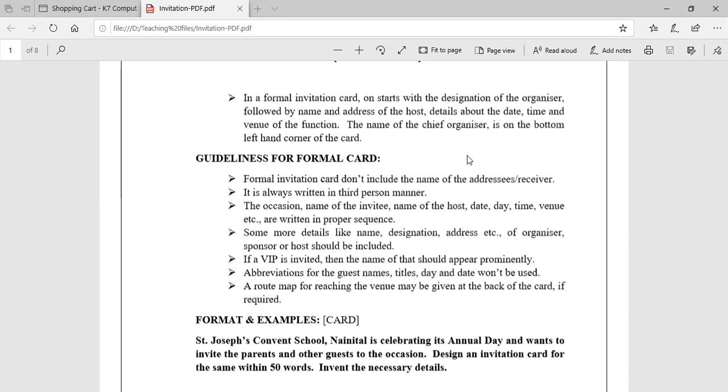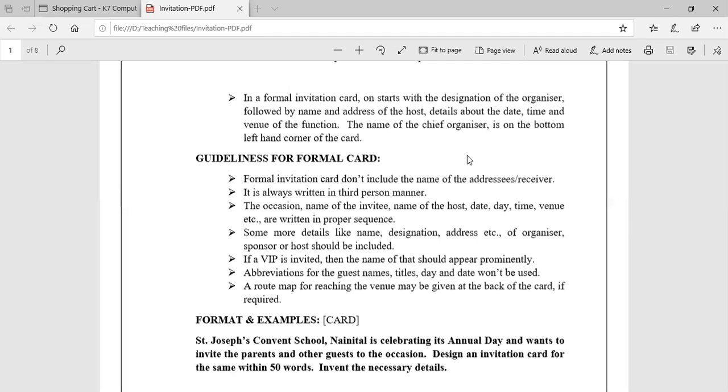That means we have to give importance to that particular personality who is going to take over all the things, who is going to preside over the function, who is going to deliver the motivational speech, who is going to guide, and everything we have to mention very properly. So abbreviations for the guest names, titles, day and date won't be used in a formal printed invitation card. And then, of course, a route map for reaching the venue may be given at the back of the card if required. If it is needed, we need to mention it, otherwise, no issues.